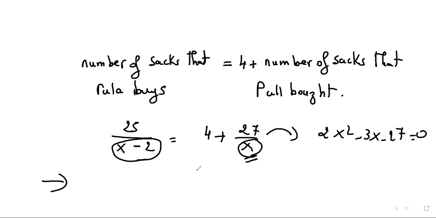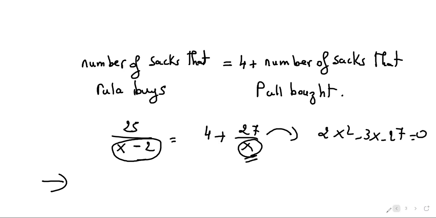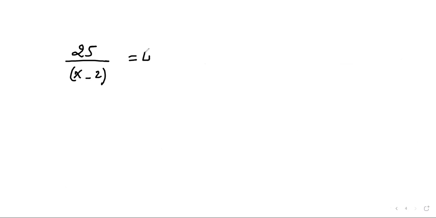You will have something without fractions, without troubles, and you just need to simplify that expression, expand the brackets, collect the like terms and all of that. Well, let's try to write it on the same page. So I will start by writing 25 over x minus 2 is equal to 4 plus 27 over x. So this is what I will do.